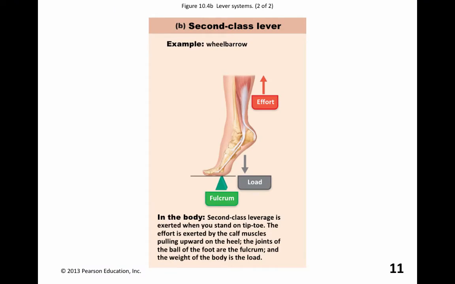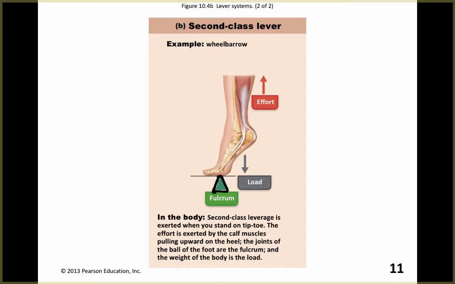And it's going to show you in the picture next. It gives you kind of this close-up, right? And so the joints on the ball of the foot here is a fulcrum. The weight of the body is the load, and the effort is exerted by the calf muscle, known as the gastrocnemius, which is one of them. So this is a second class lever.